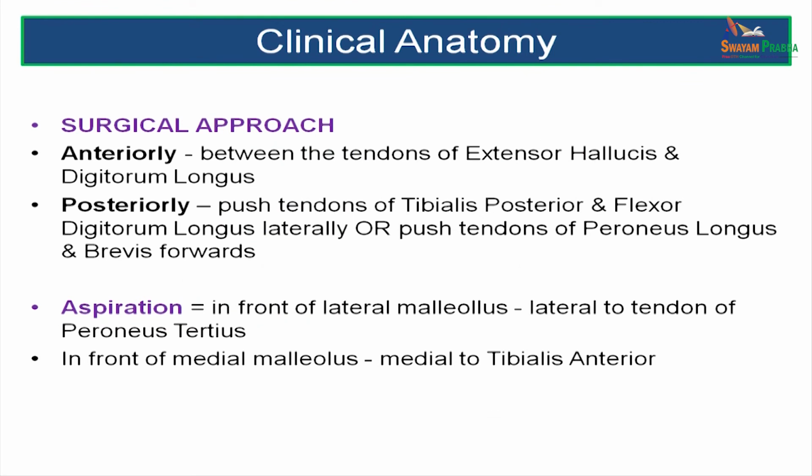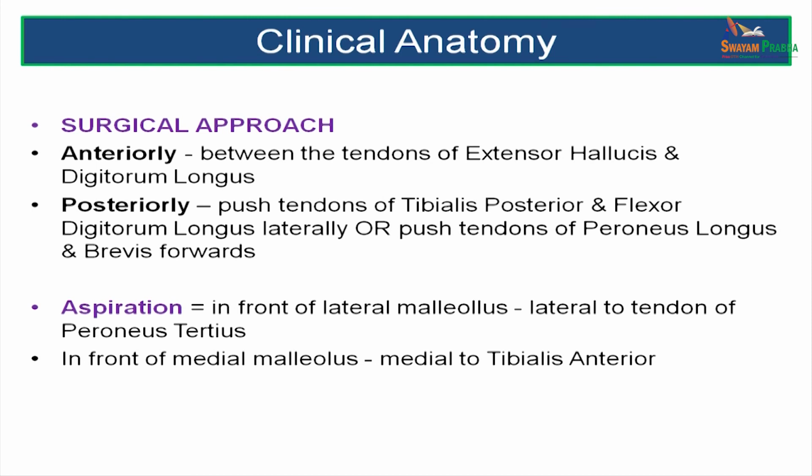The surgical approach of the ankle joint could be anterior or posterior. Anteriorly, between the tendons of extensor hallucis longus and extensor digitorum longus; posteriorly, between the tendons of tibialis posterior and flexor digitorum longus; laterally, between the peroneus longus and brevis. Aspiration of the ankle joint can be done anterior to the lateral malleolus or in front of the medial malleolus.